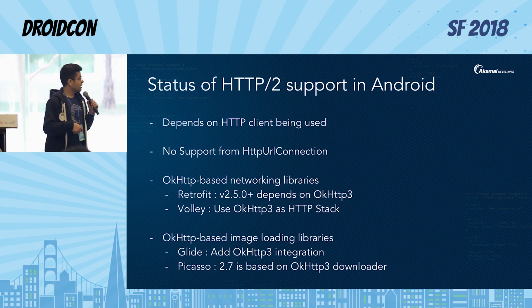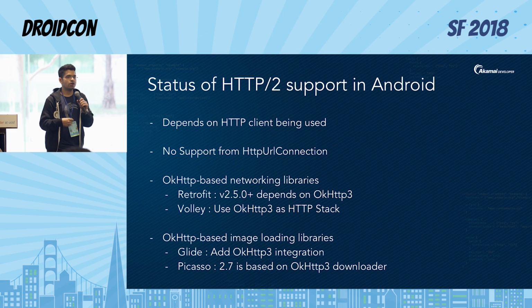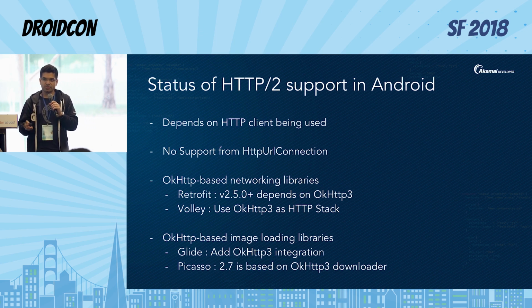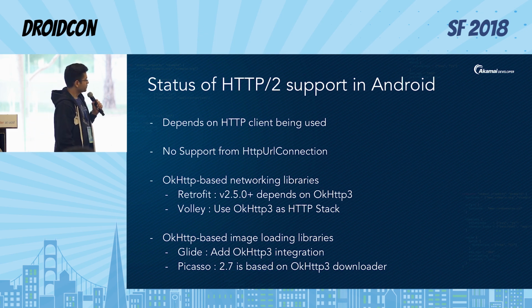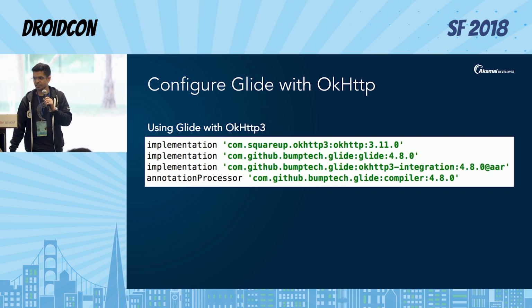Similarly, for image loading libraries like Glide and Picasso, for Glide, you need to add a separate dependency in your build.gradle. I'll show how. And for Picasso, version 2.7 is automatically based on OkHttp3, so it means it will support H2. So yes, if you are using Glide, all you need to do is add this integration in your dependencies and you'll be good. You may need to upgrade some of the dependencies, but code level changes will be pretty minimal.